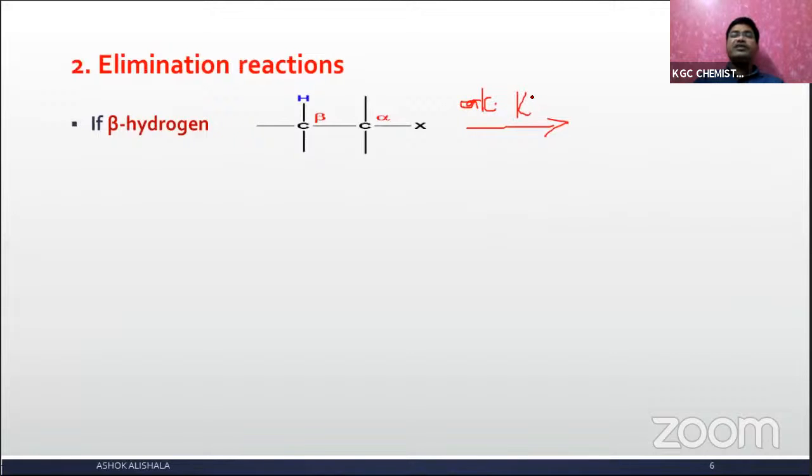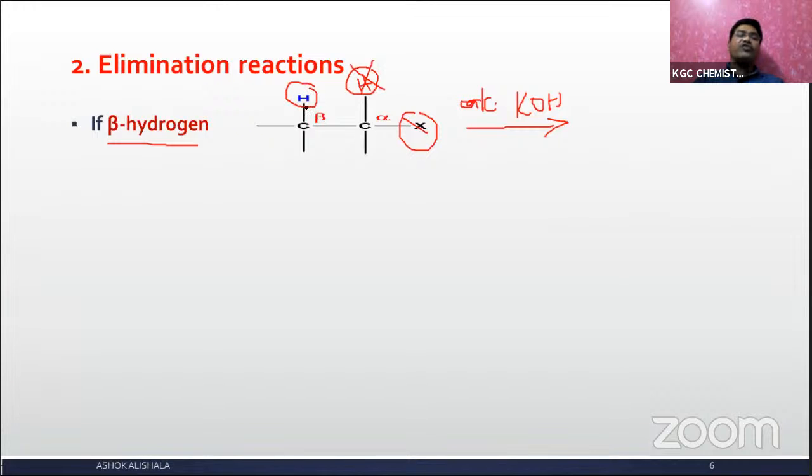When it is treated with alcoholic KOH, how does it happen? See, the halogen on one carbon and the hydrogen on the adjacent carbon are eliminated. This is called beta elimination because the hydrogen is eliminated from the beta carbon, not from here. Don't get confused. Hydrogen and halogen on the same carbon are never eliminated.